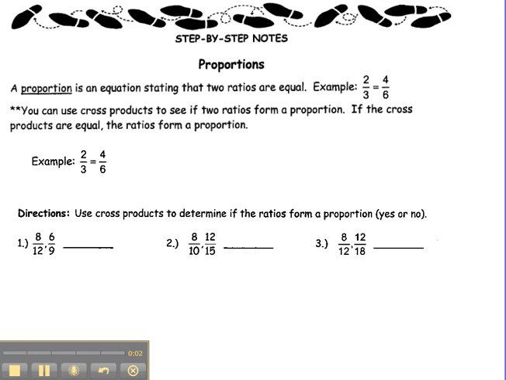Step-by-step notes on proportions. Two equal ratios form a proportion. You can use cross products to see if two ratios do indeed form a proportion. If the cross products are equal, the ratios form a proportion.